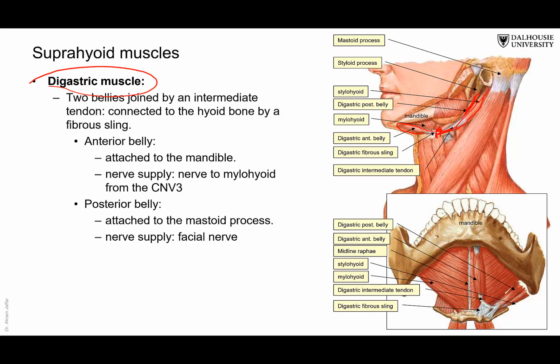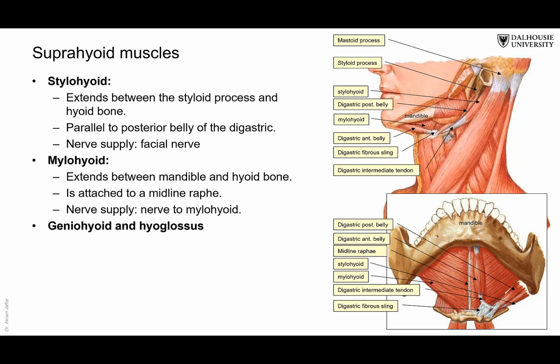And here you can see the anterior belly. The anterior belly is going to form a boundary as well of the submental triangle here. And you can see the fibrous sling that holds the central tendon of the muscle to the hyoid bone. Suprahyoid muscles elevate the hyoid bone.